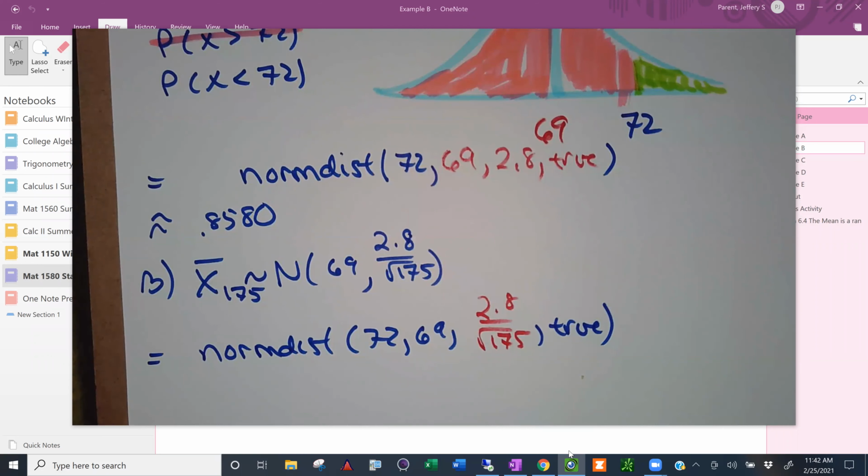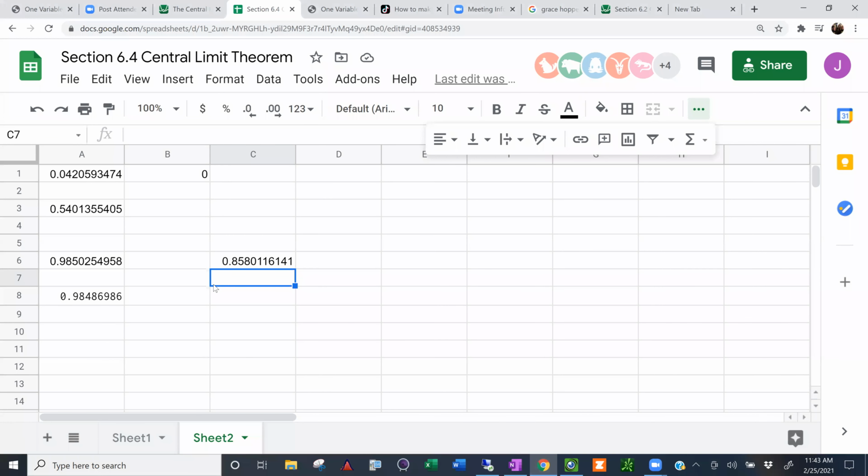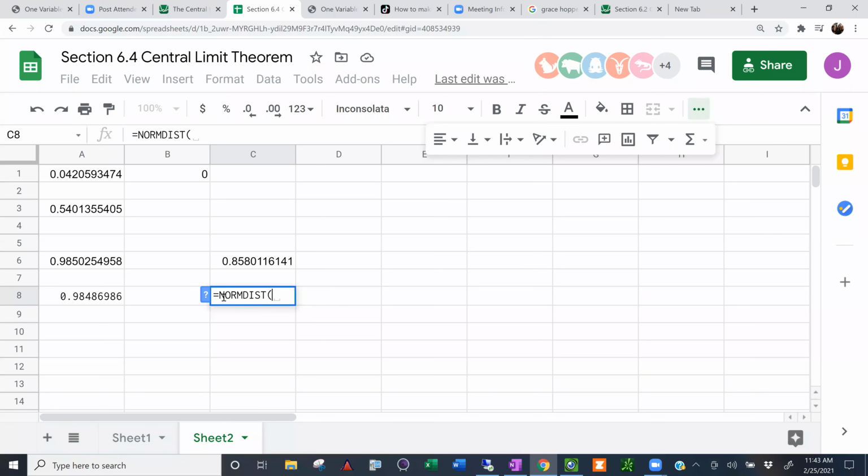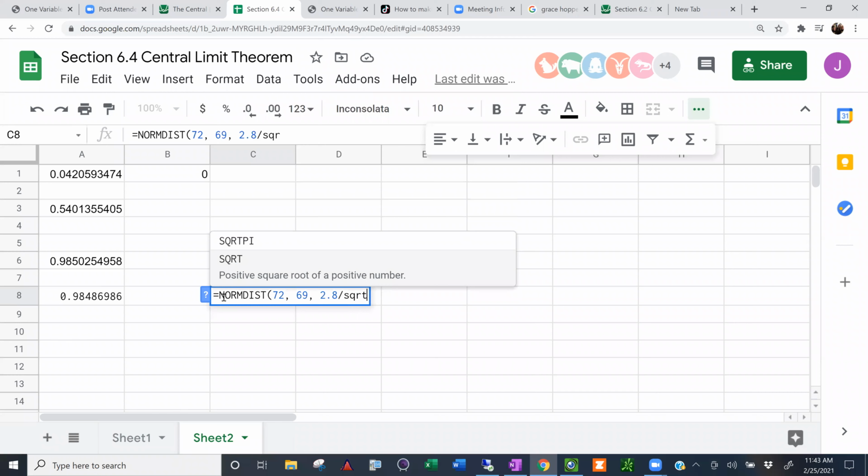My guess is that we're probably evenly split between doing this on Google Sheets with a square root command and dividing it with a calculator. So again, it's up to you what you're most comfortable with. So equals norm dist 72, comma 69. Did anyone beat me on this? What'd you get? 1? Okay. I got 1 too.